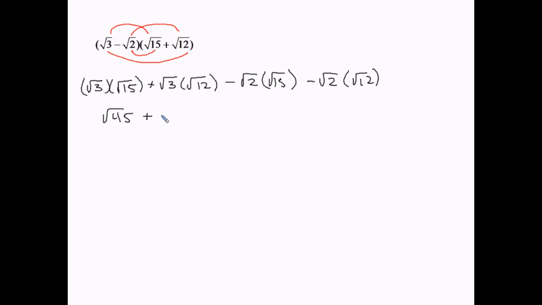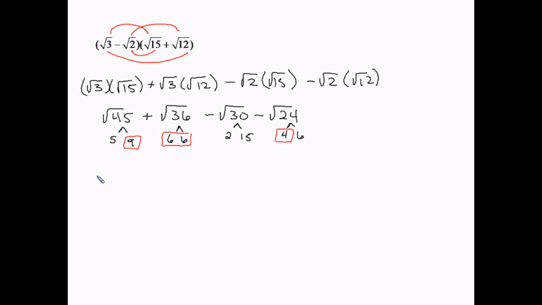3 times 12 is 36. 2 times 15 is 30, and 2 times 12 is 24. 45 is 5 times 9, and 36 is 6 times 6. 30, 2 times 15. 24 is 4 times 6. We have perfect square, perfect square, perfect square.